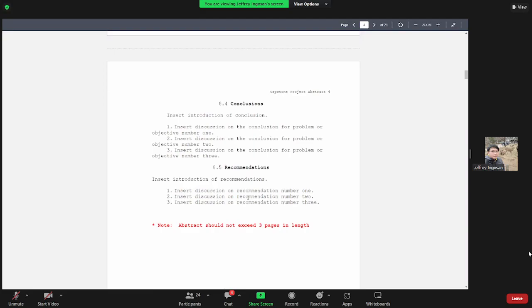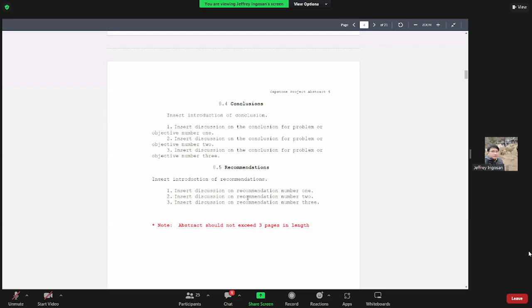Now, there is a note there in red text. Of course, in the final manuscript, you remove the red text. The total number of pages of the abstract should not exceed 3. So please take note of that. Your abstract should not be more than 3 pages. So that's the maximum number of pages. It's also impossible for you to have an abstract of 1 page only. So I would expect that you would be using the 3 pages.